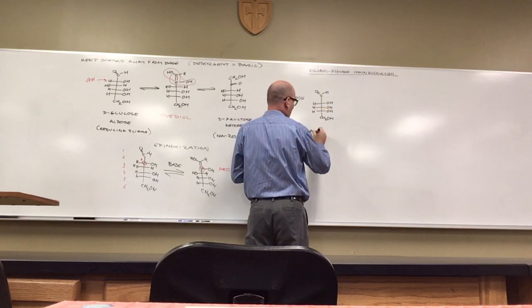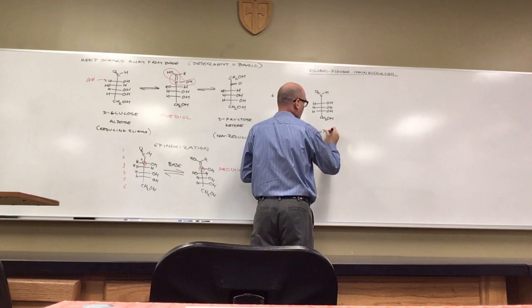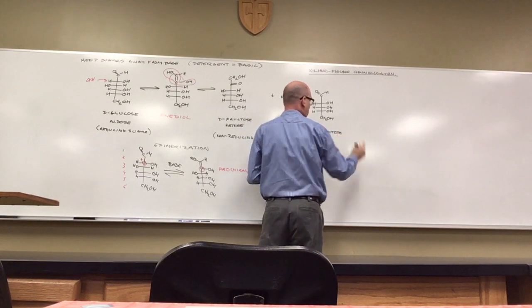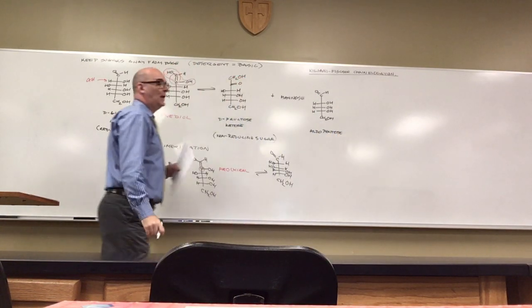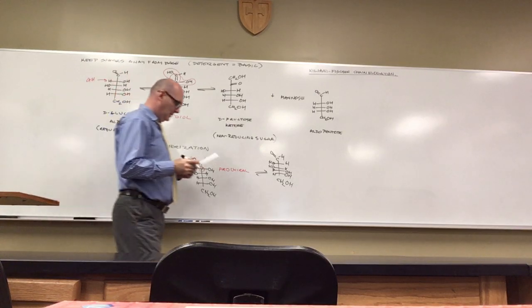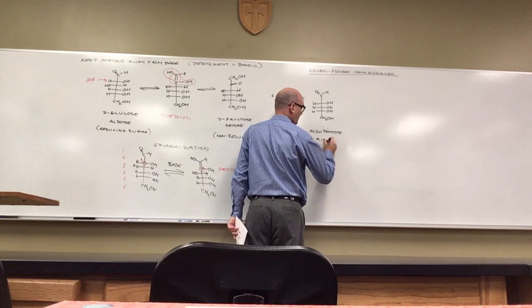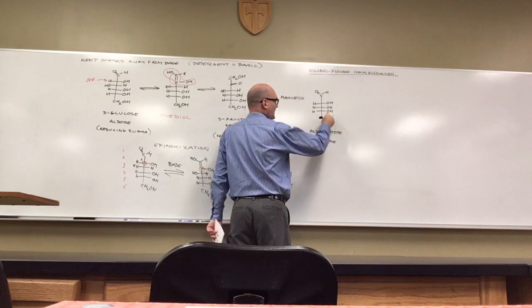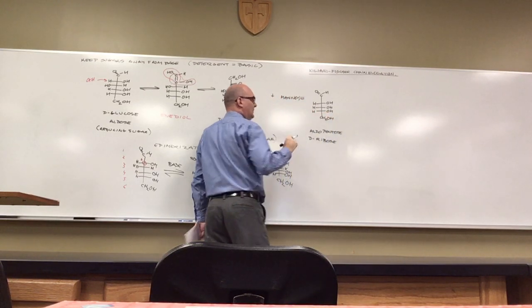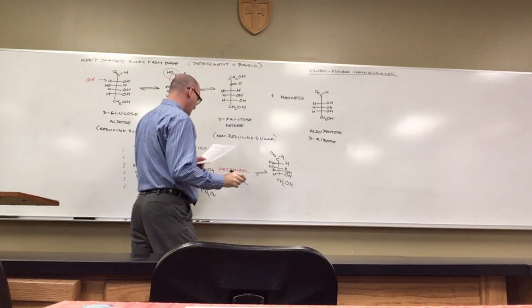This is an aldopentose. There's an aldehyde group, therefore it's an aldose. It has 5 carbons, so it's a pentose. This particular one is ribose. And because it's a D sugar, because of that bottommost chirality center, this is D-ribose.